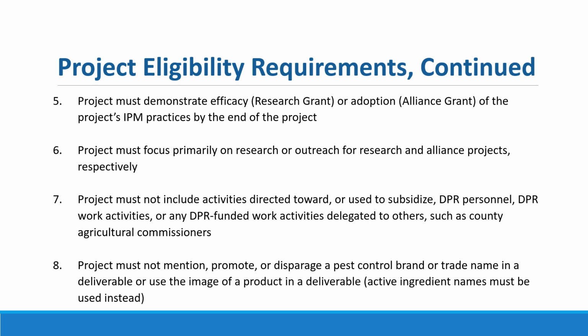The project must not include activities directed toward, used to subsidize, DPR personnel, DPR work activities, or any DPR-funded work activities delegated to others, such as the county agricultural commissioners. The project must not mention, promote, or disparage a pest control brand or trade name in a deliverable, or use the image of a product in a deliverable. This is an important one. Remember to use active ingredient names instead.